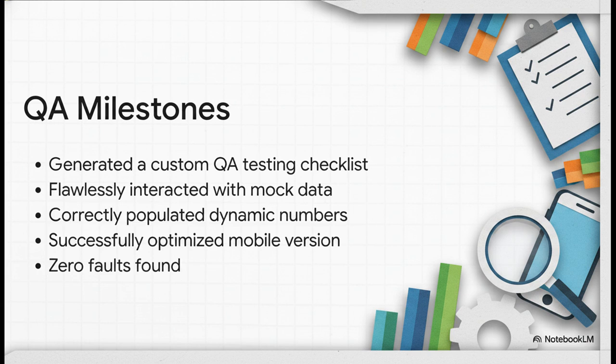It even went a step further right in the middle of the process and successfully optimized a mobile version of the site. And the final result after all of that? 0 faults found. Literally no manual bug hunting, no need to string together external plugins. The AI essentially acted as its own highly rigorous QA department.